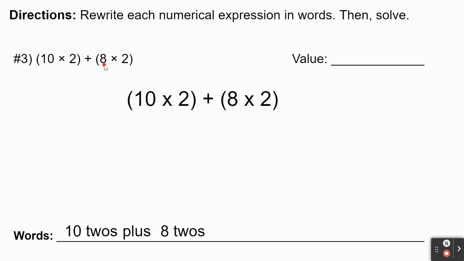Let's go ahead and find the value of this expression. First, let's start with the grouping symbols. Since there's two sets of grouping symbols, we'll go from left to right. 10 times 2 is 20. And we're going to be adding that to 8 times 2, which is 16. 20 plus 16 is 36. So the value of this expression is 36.